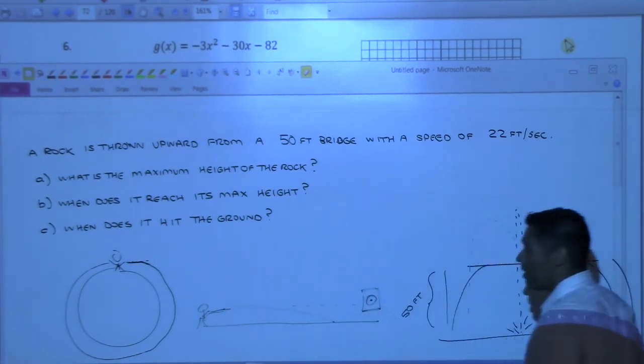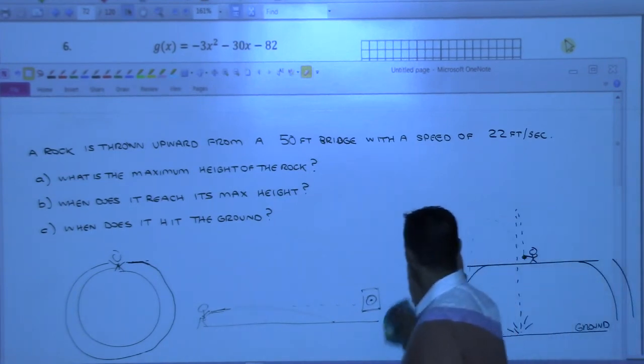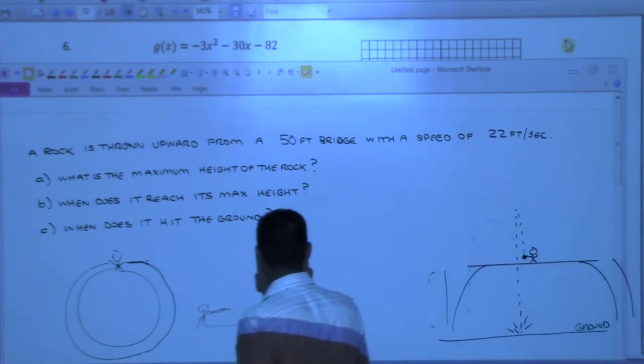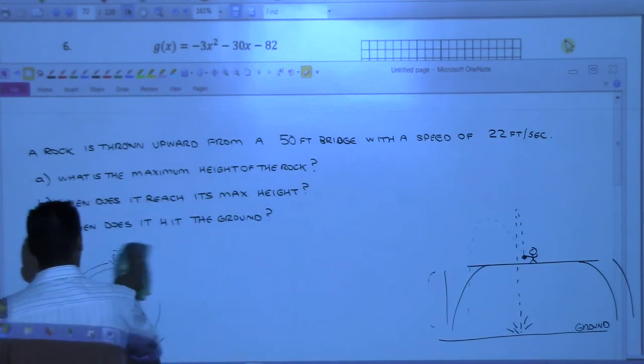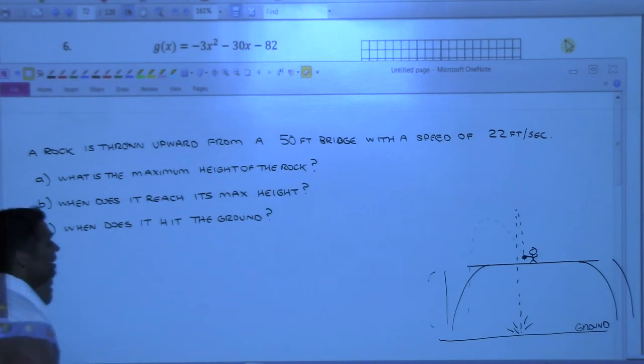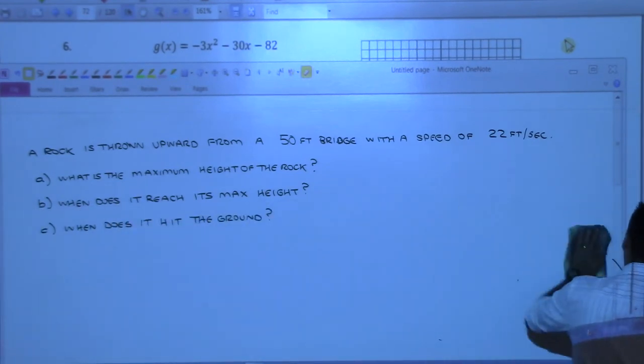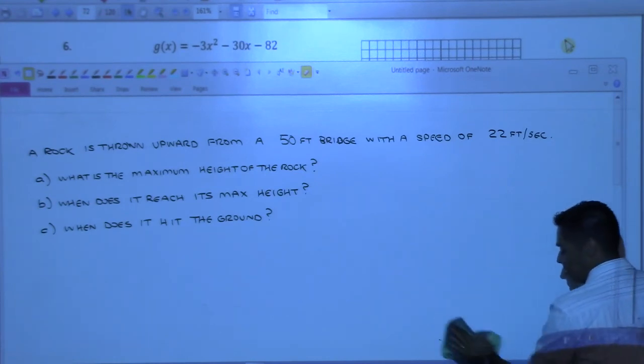Okay, whoa, back here. So we throw this ball up, it comes back down. The question is, what's the maximum height of the rock? It's a rock, not a ball, sorry. What's the maximum height of the rock? When does it reach its maximum height, and when does it hit the ground? Right? So let's try and interpret what these questions are asking us.